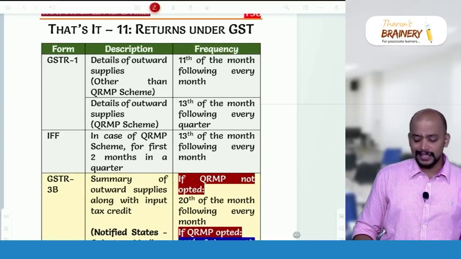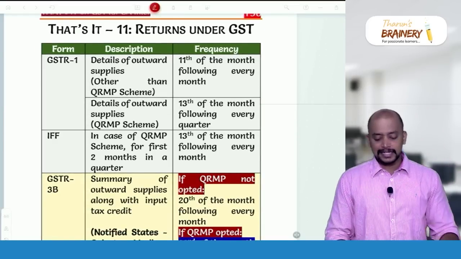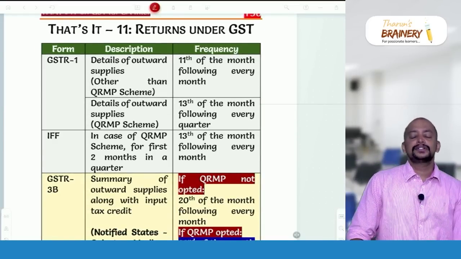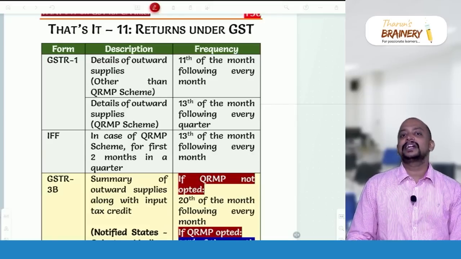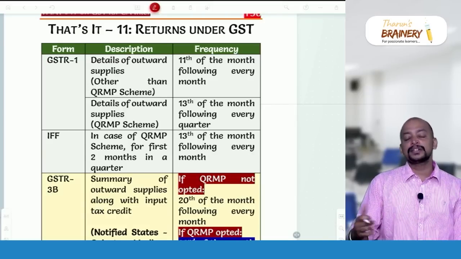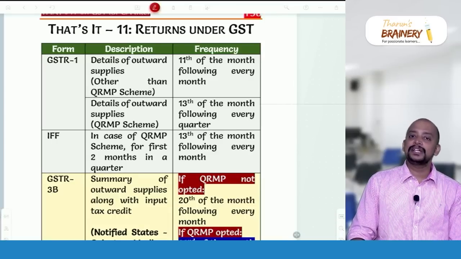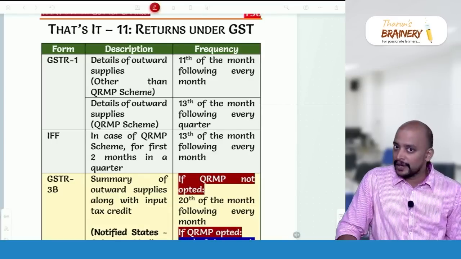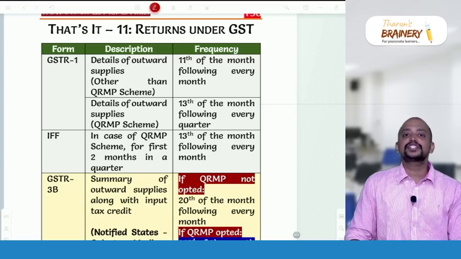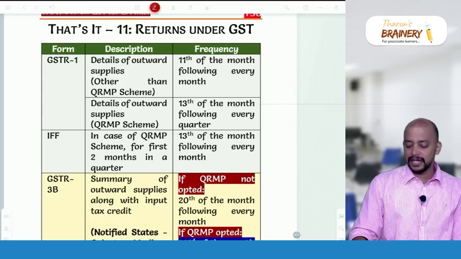Then the next area that we have is returns under GST. In this, first we have GSTR 1. GSTR 1 contains the details of outward supplies. If they are filing the return on a monthly basis, they have to file it by 11th of the month following every month. If it is on a quarterly basis, that is QRMP, 13th of the month following every quarter.